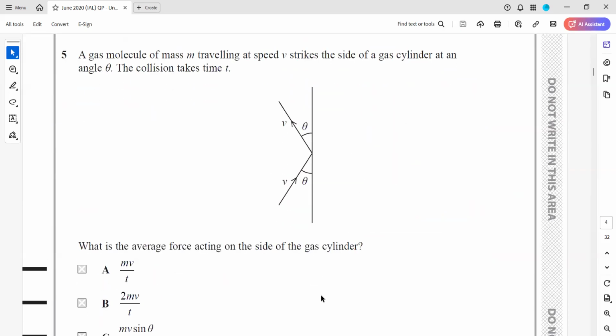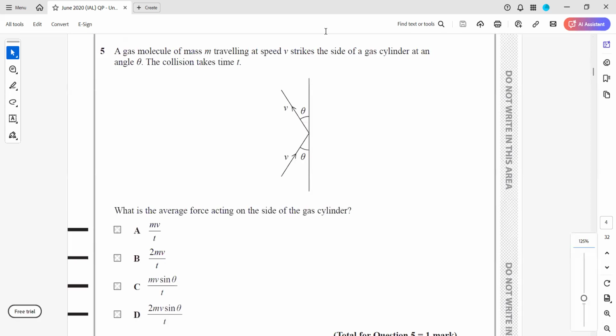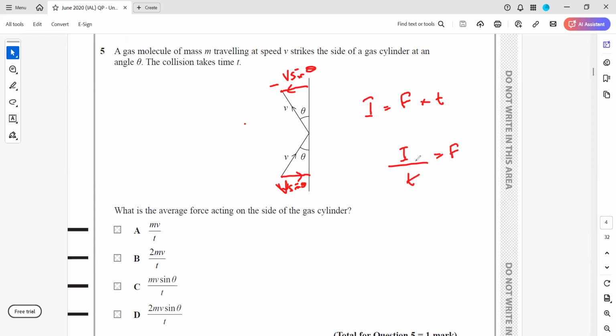The next is a gas molecule of mass m traveling at a speed. What is the average force exerted on the side of a cylinder? So if this is V, it will have a component opposite to the angle. This will be V sine theta. And this will be minus V sine theta because it is in the opposite direction. So if we take the difference, because impulse is a product of force and time. If I need a force, impulse divided by time, I'll get the force. Impulse is a change in momentum, final minus initial.